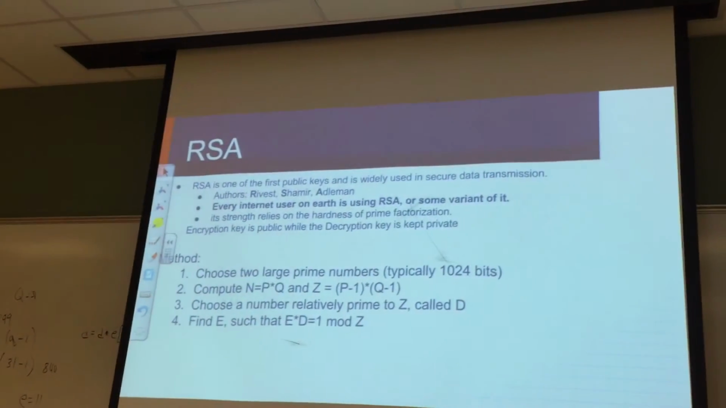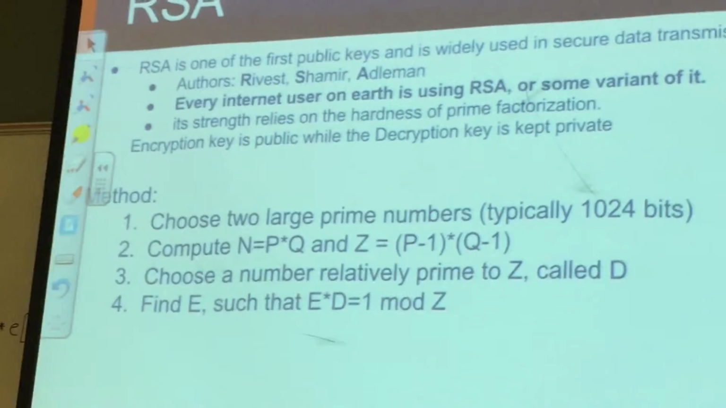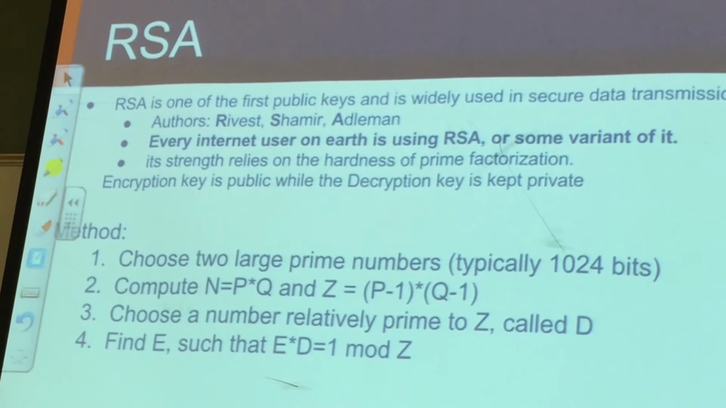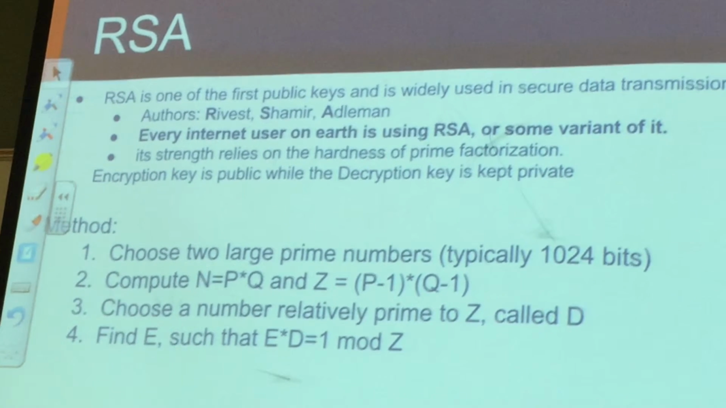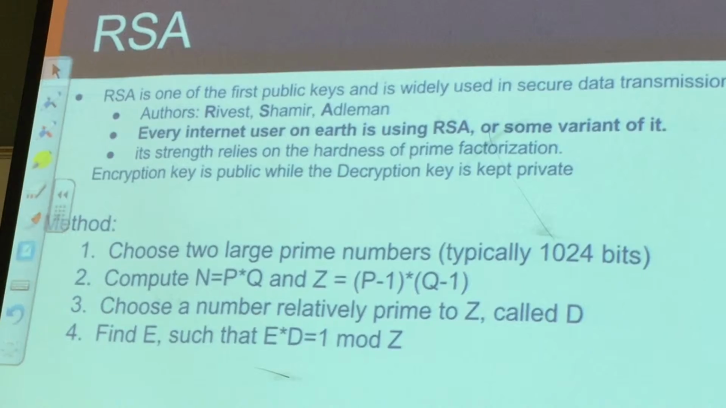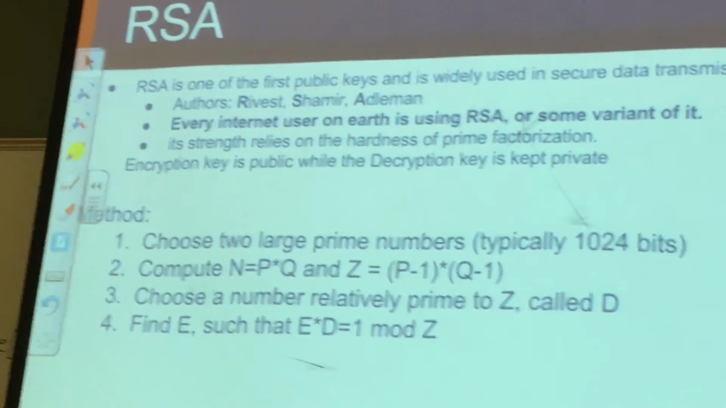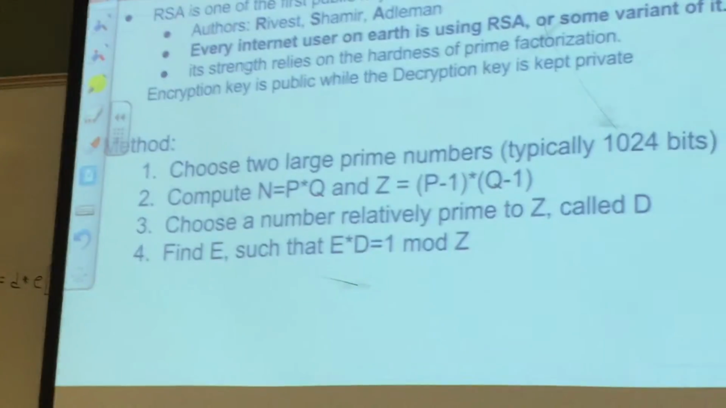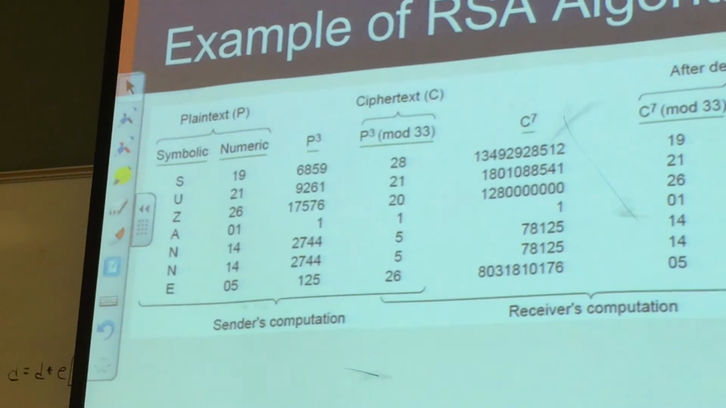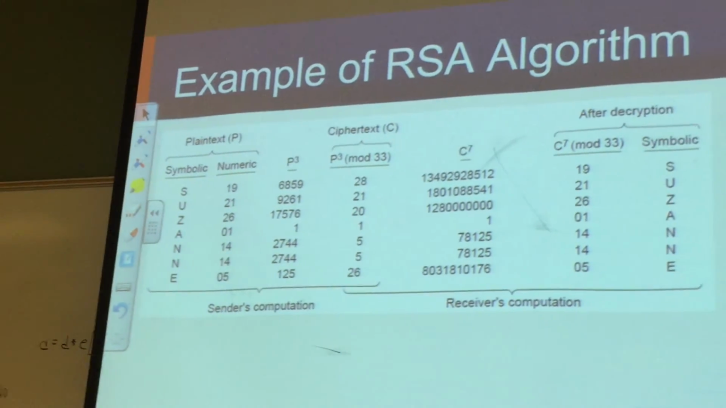RSA was one of the first public keys, and it is widely used in secure data transmission. It's named after its authors, Rivest, Shamir, and Adleman. Every internet user on Earth is using some form of RSA if they connect to the internet. And its strength relies on the hardness of prime factorization. The encryption key is public while the decryption key is kept private. This is an example of what I was just doing. You can look at it for a second.